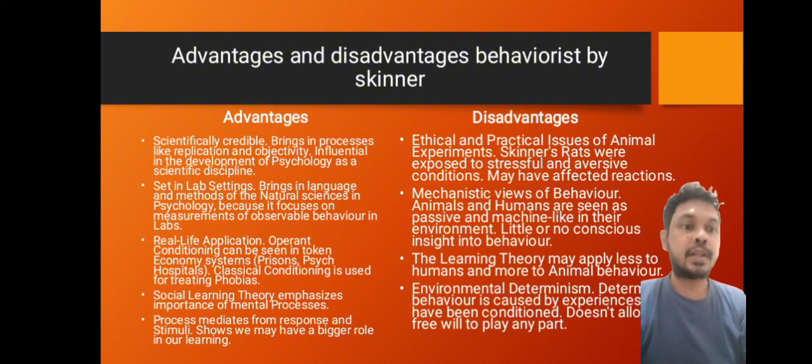Real-life application: operant conditioning can be seen in token economy systems, prisons, schools, hospitals. Classical conditioning is used for treating phobias. Social learning theories emphasize the importance of mental processes that mediate between response and stimuli, and show we may have a bigger role in our learning. And these are the disadvantages.